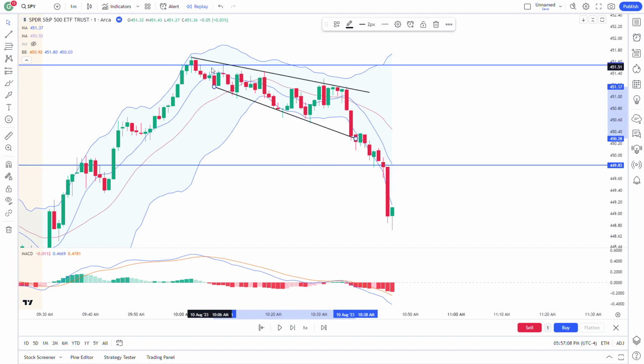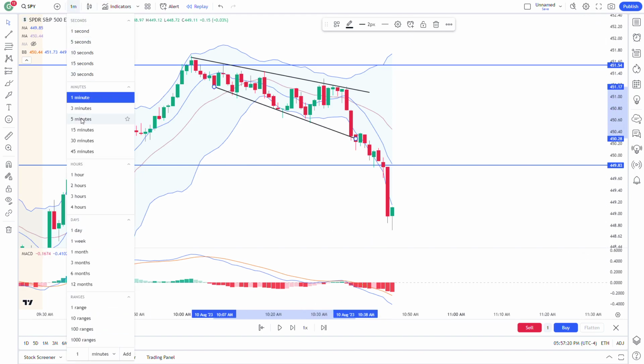So we put in more like an elongated flag. It's actually a broadening channel, but it's like an elongated flag pulling back into the prevailing trend. And when we broke out of that, we broke to the downside.